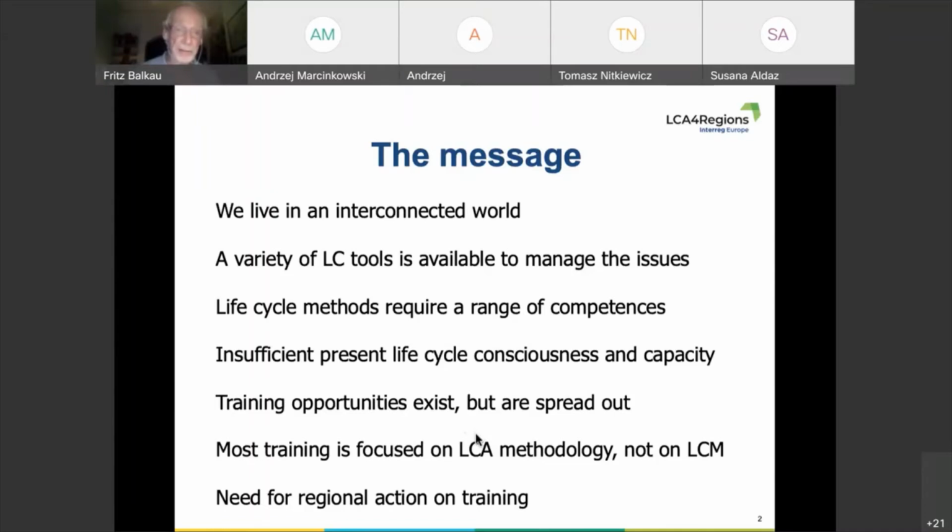My other point, which I mentioned in response to Francesco's summary, is that much training is focused on the LCA methodology, but relatively less on life cycle management, i.e. the application of the results of the methodologies. So I want to cover that briefly as well, and come up with a conclusion and needs for regional action on training.